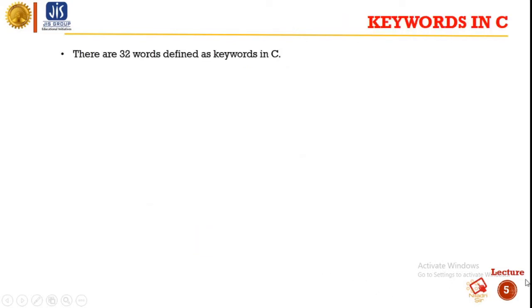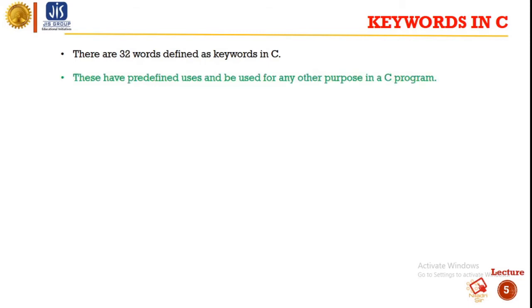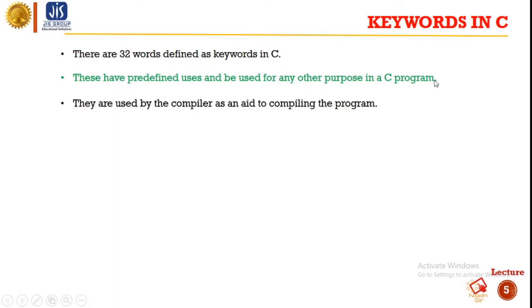Now, what are the keywords in C? Keywords are basically reserved words, whose meaning is already defined in C. We cannot use the keywords as a variable name or function name or anything else. These are the reserved keywords. There are basically 32 words defined as keywords in C. These have predefined uses and cannot be used for any other purposes in C. They are used by the compiler as an aid to compiling the program.